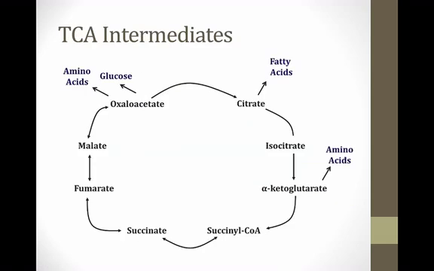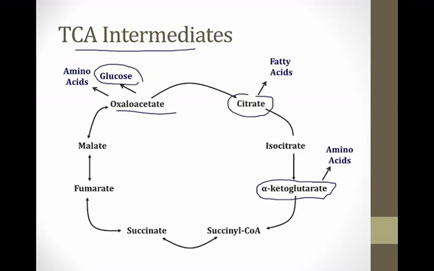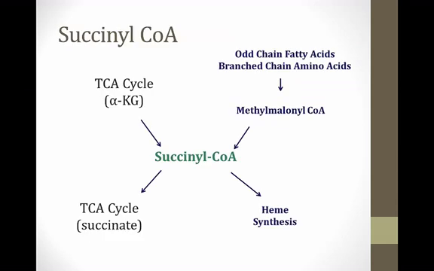So now we've gone through all the reactions of the TCA cycle. On this slide, I just want to point out to you that many of the TCA intermediates are used in other metabolic pathways. Citrate is very important for fatty acid synthesis. Alpha-ketoglutarate is involved in the metabolism of many amino acids. So is oxaloacetate. And then, as I showed you on the last two slides, oxaloacetate can be used to synthesize glucose via gluconeogenesis. Succinyl-CoA is also a very important crossroads of many different metabolic pathways.